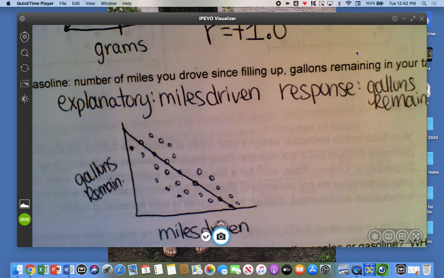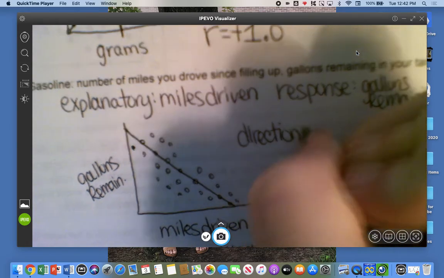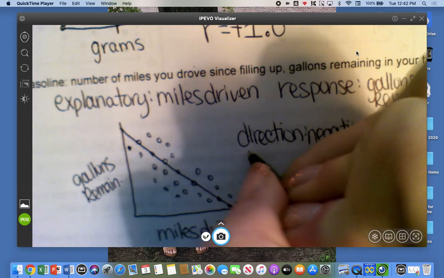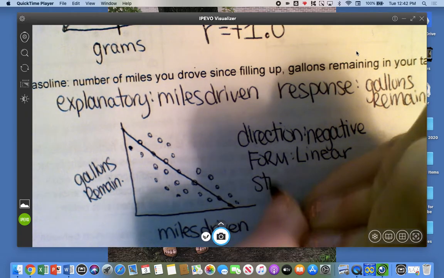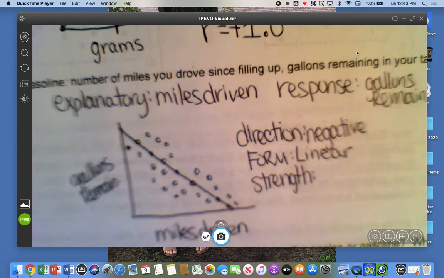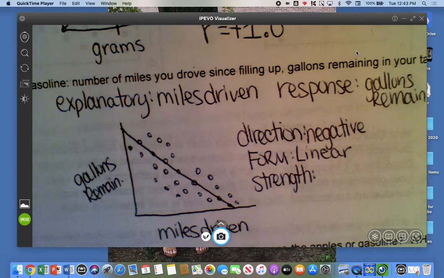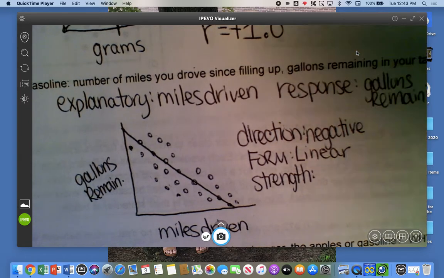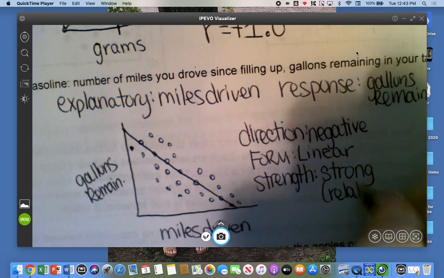So if we wanted to talk about our direction here, I think we're all very clear that that's a negative direction. And I think that we can say that our form here is linear. Now, what about our strength? Relatively strong. If you wanted to say strong, or moderately strong, we're just not as, on that last example, we were 100% certain, it was extremely strong. This one, just as long as you are saying strong, or even relatively strong, that's okay.